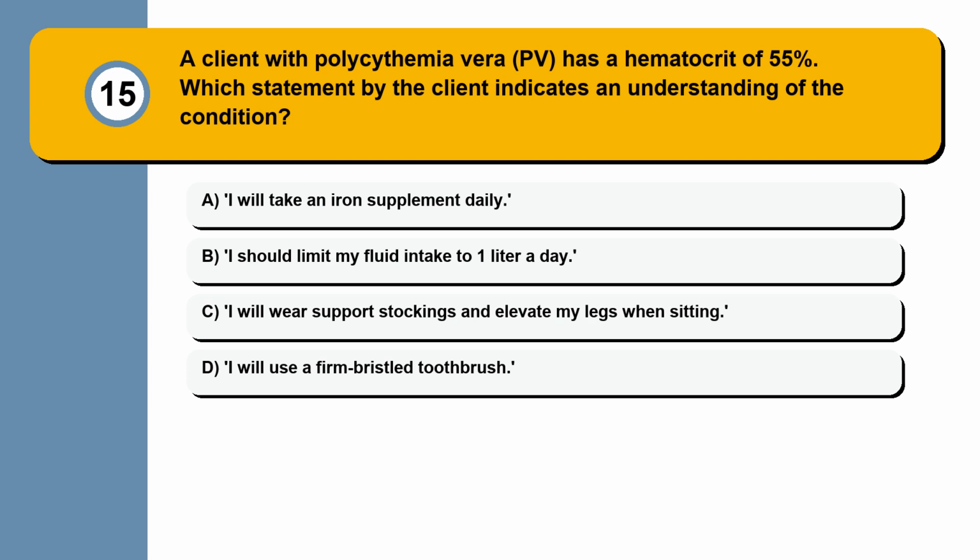Question 15. A client with polycythemia vera, PV, has a hematocrit of 55%. Which statement by the client indicates an understanding of the condition? I will take an iron supplement daily. I should limit my fluid intake to 1 liter a day. I will wear support stockings and elevate my legs when sitting. I will use a firm bristled toothbrush.